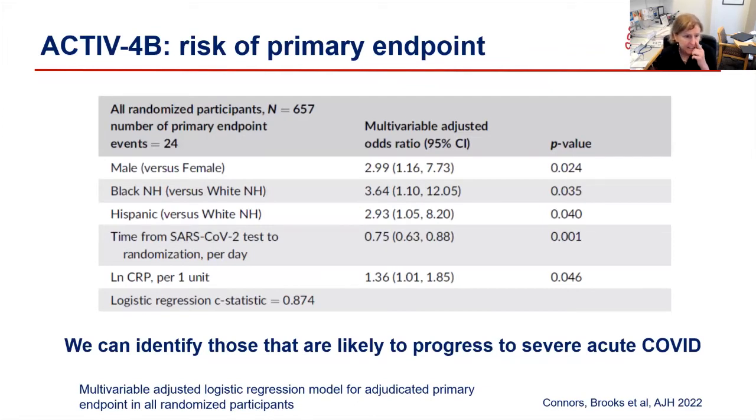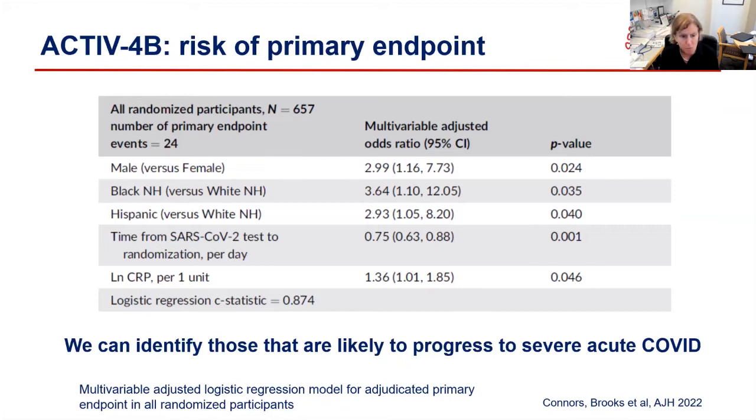Now, in a secondary analysis that we did of Active-4B, looking at risk factors for primary endpoint, we can predict who is going to progress to severe COVID-19. And those factors, for the most part, include factors that we know are associated with more severe illness: male sex, Black race, Hispanic ethnicity. What's very interesting is the time from the SARS-CoV-2 positive test. For each day after you tested positive, each day had a 25% risk reduction in risk of developing more severe disease. CRP, much to Paul's delight and much to my chagrin, fell out as a positive marker, because I was hoping we'd see D-dimer there. But no, CRP, a marker of inflammation: the higher the CRP, the higher your risk for progression to severe disease.